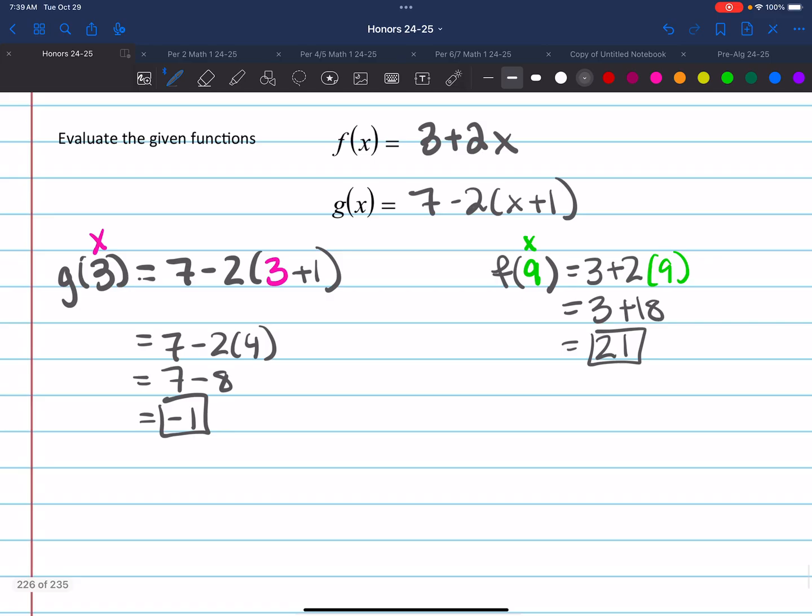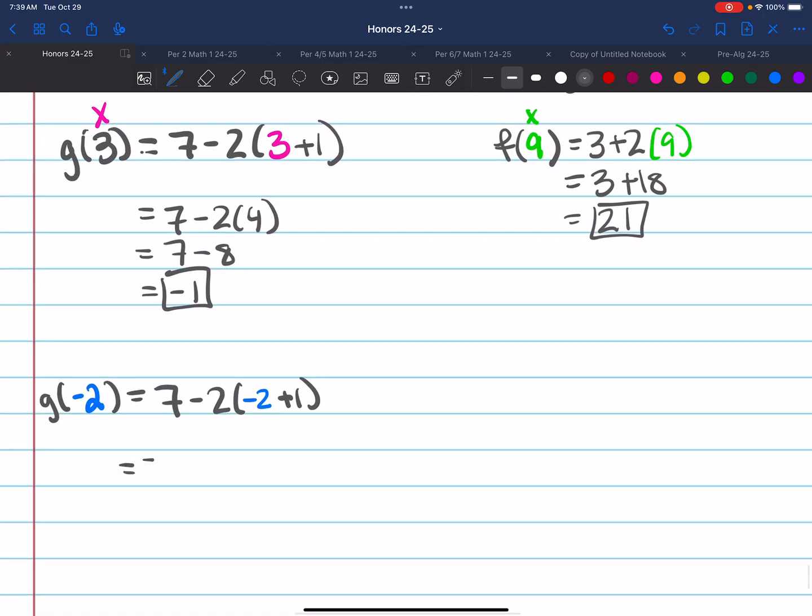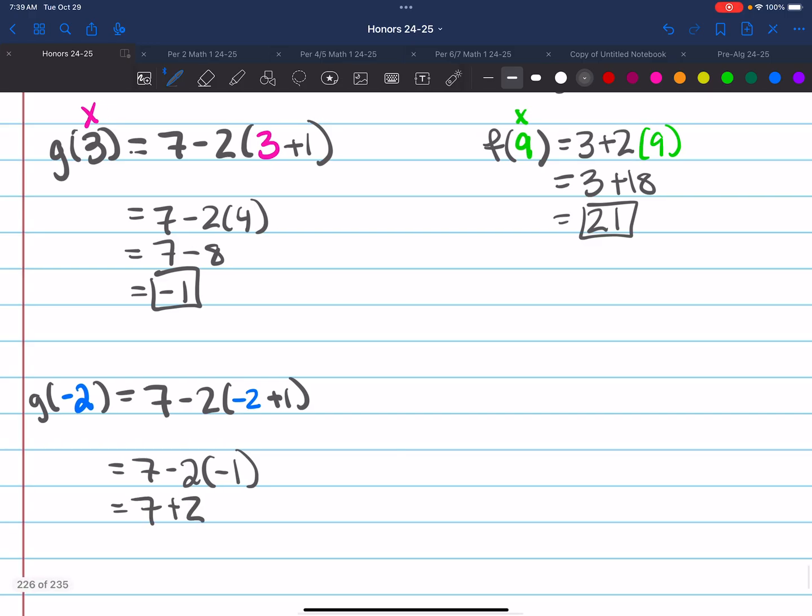Now what happens if you have a negative number? That's okay. It's just a negative. So we have let's say g of negative 2 equals, we're going to use the g equation. Instead of an x, though, we're going to replace it with a negative 2 plus 1. So let's start evaluating. This gives me 7 minus 2 times negative 1. This gives me 7 plus 2 because a negative times a negative is positive. And then we get 9.